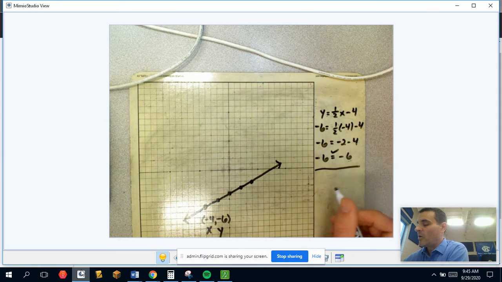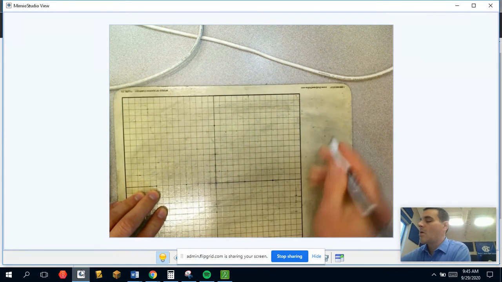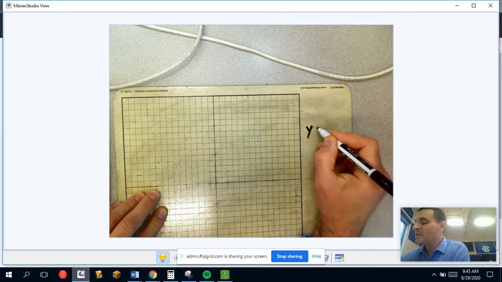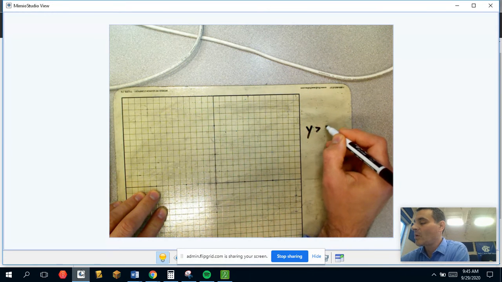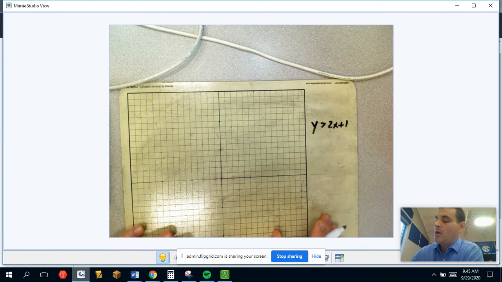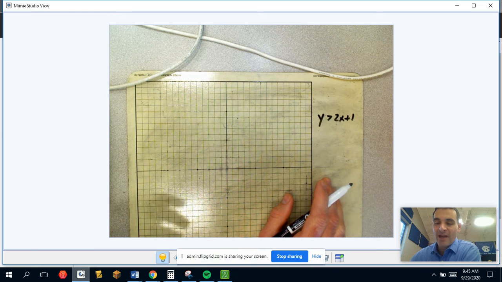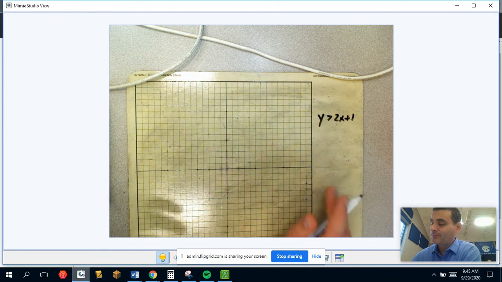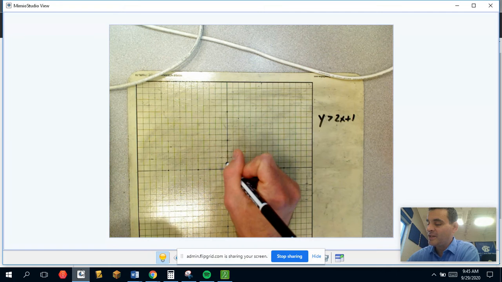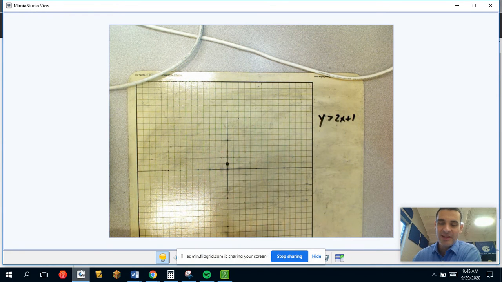Show you one that's an inequality. So we have y is greater than 2x plus 1. Since y is by itself, we can graph it the same way. What we're going to graph is where the two sides are equal. I'm going to put a point where 1 is. Remember, that's my y-intercept. It's the most convenient place I can show where the line is.